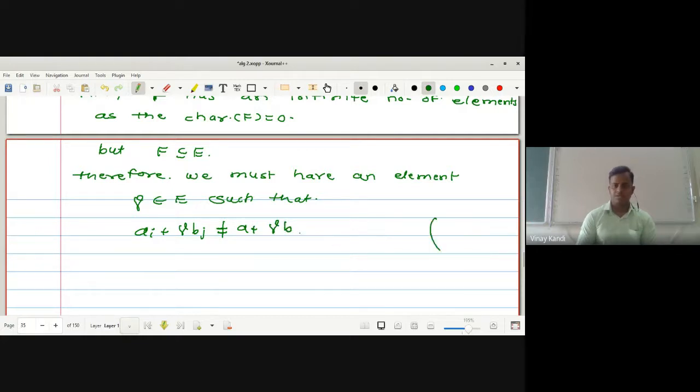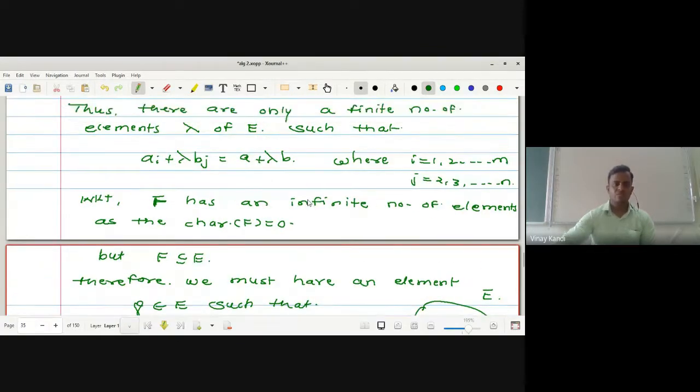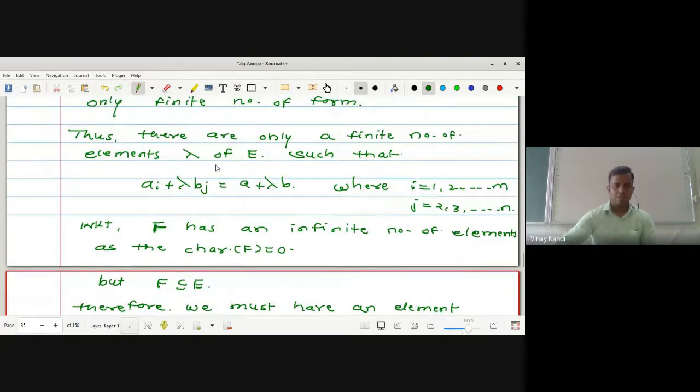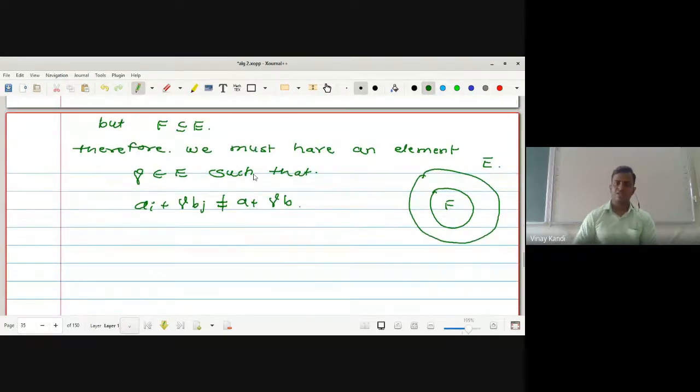Look here, this one is the field F. This one is the field E. We get a finite number of values of lambdas. There are only a finite number of elements lambda of E. Some finite number of lambdas will come, and those elements will be somewhere.